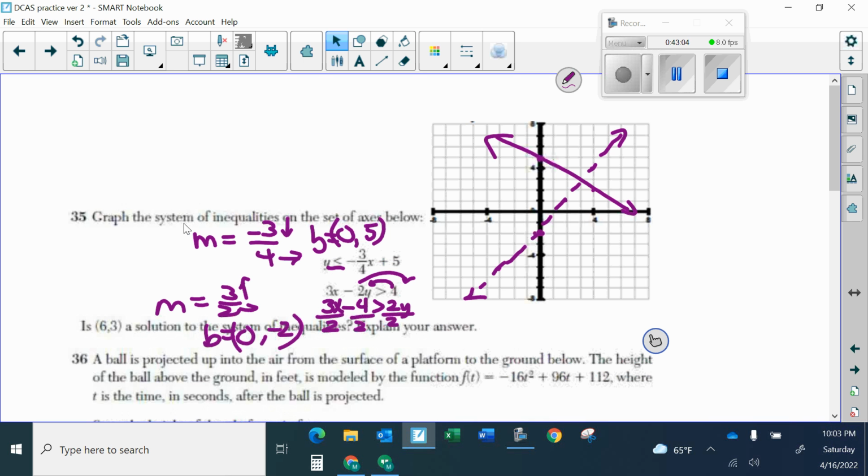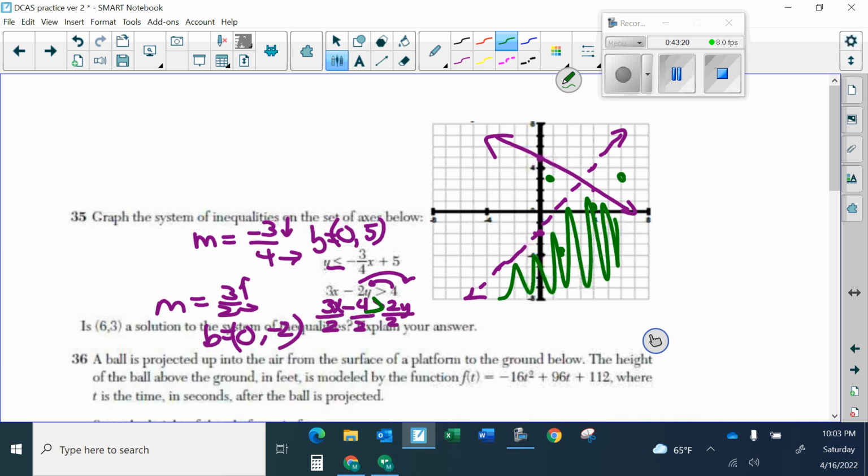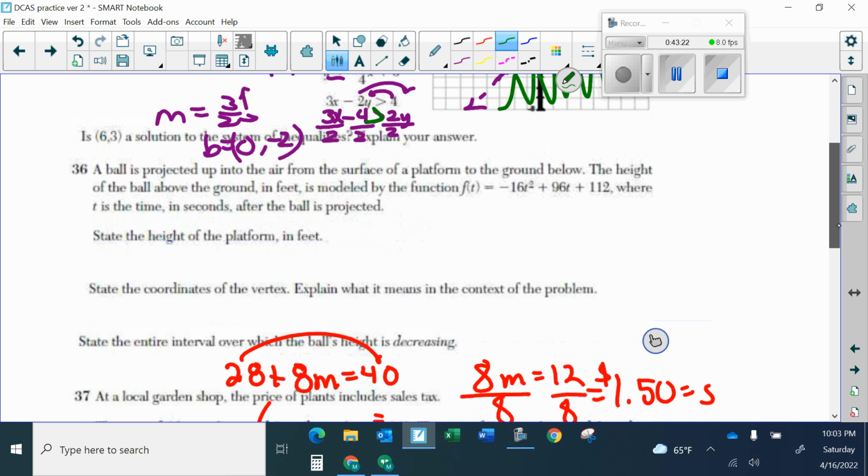Okay. This says below. So it's got to be either down here or down here. It's below that line. This one also says below, which means here or here. So which region has 2 dots in it? This region right here has 2 dots. Okay, so there's my answer to that right there.